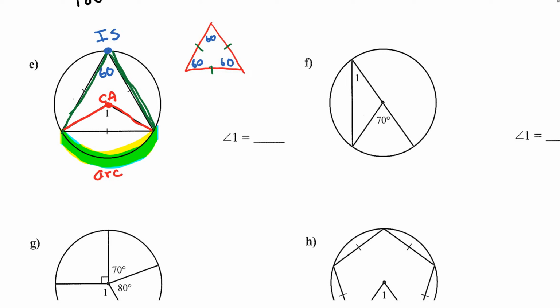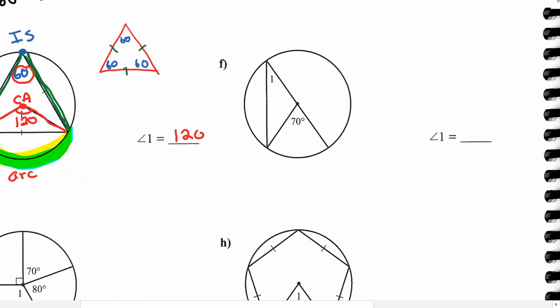So the rule is, if the inscribed angle and the central angle open to the same arc, what that means is the central angle, which is in red here, is going to be double the inscribed angle. So if the inscribed angle is 60, if I double that, this is going to be 120. So angle 1 is going to be 120 degrees because the central angle is double the inscribed angle if they open to the same arc. So that's one of the main rules for lesson number 2.